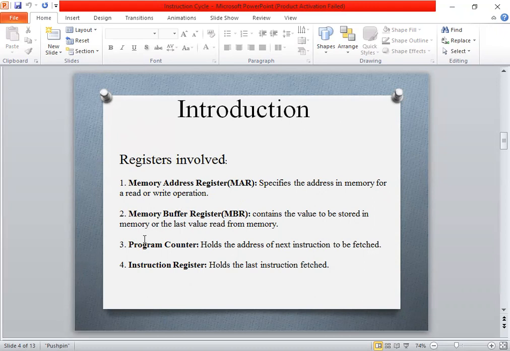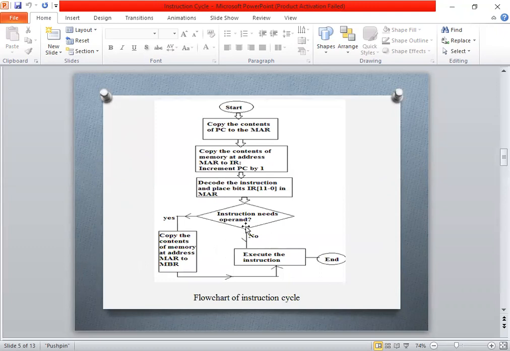Third is program counter. It is a 16-bit register that holds the address of the next instruction to be executed. Fourth is instruction register that holds the last instruction to be fetched. In the next slide, this slide shows the flowchart of the instruction cycle.